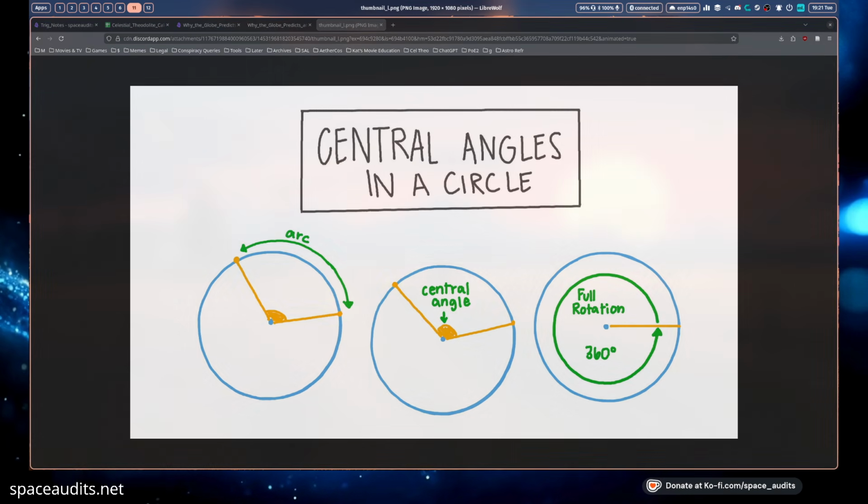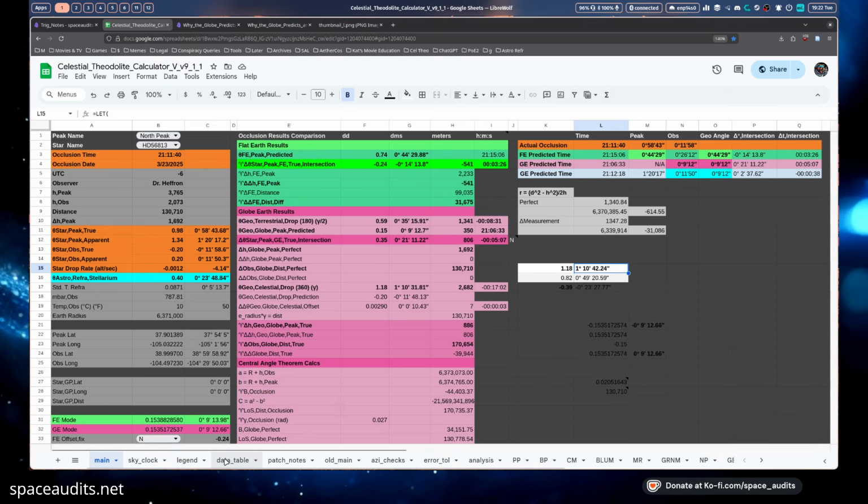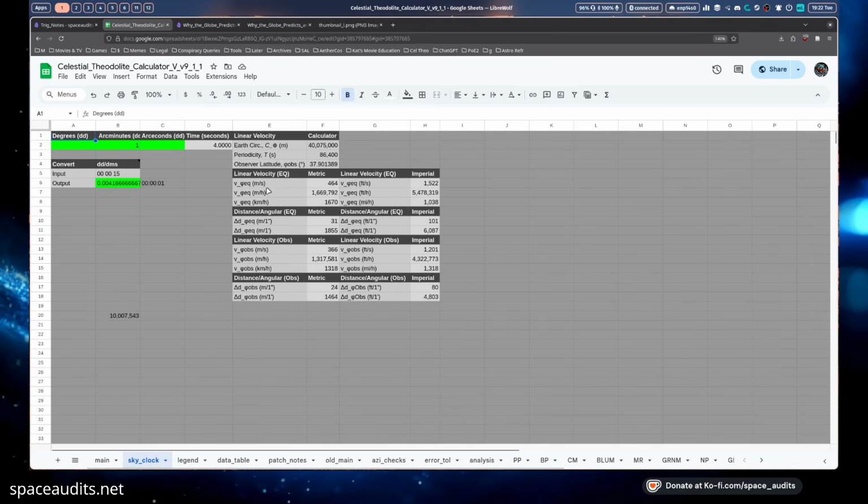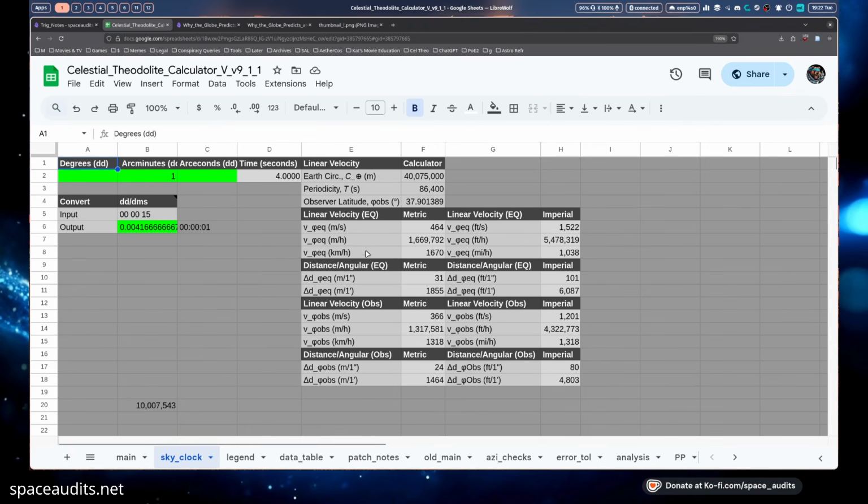Yep. And check it out, right? Check it out. 15 degrees per hour, 1,000 miles per hour, 24,000 miles in circumference. You see what I'm saying? That 15 degrees per hour, that's what they're stuck with. Yeah, all right here in the sky clock section. Nailed it.